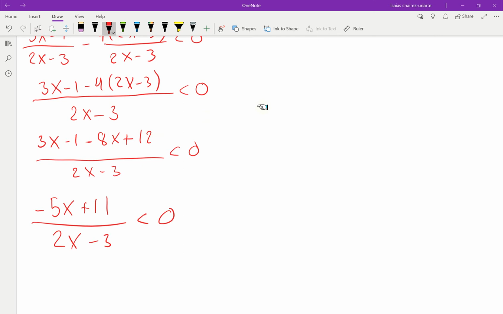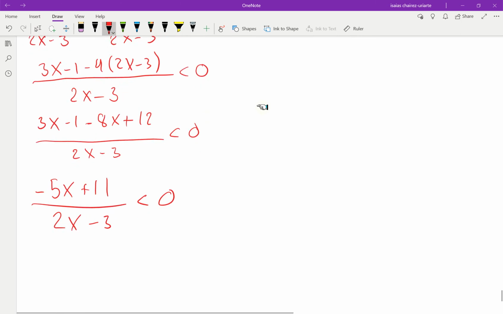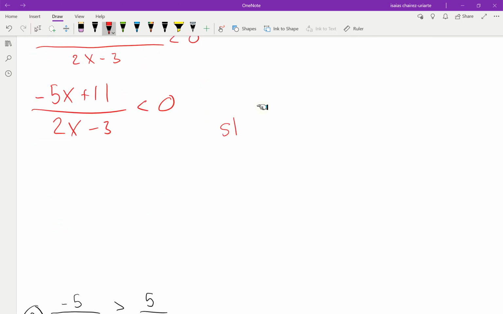There's a lot of arithmetic going on there. That's okay. Let's get into step 2. Now what I've got to do is set the numerator and the denominator of this fraction equal to 0. So negative 5x plus 11 equals 0, and 2x minus 3 equals 0. The top equation is going to give me the answer x equals, hang on here.